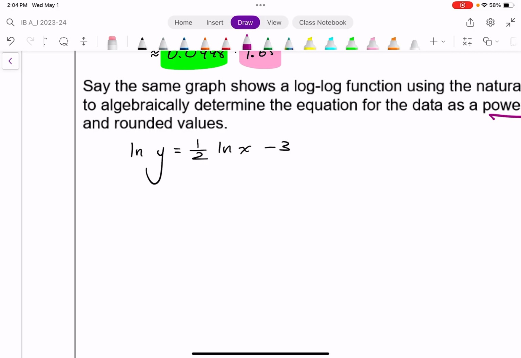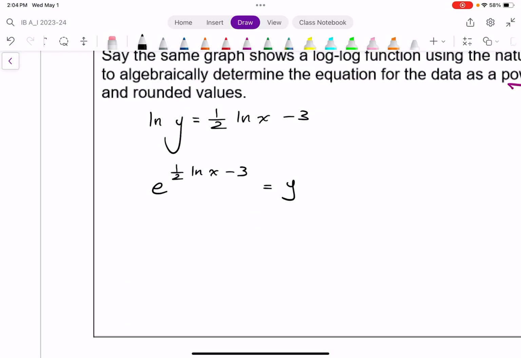And so similar to before, I can write this as e to the power of 1/2 ln of x take away 3. All that must equal y. All right, what can I do next? Well, first, I'm going to break this up into two parts. I'll put my y first. y equals e to the 1/2 ln of x times e to the -3. We saw something similar in the last question.